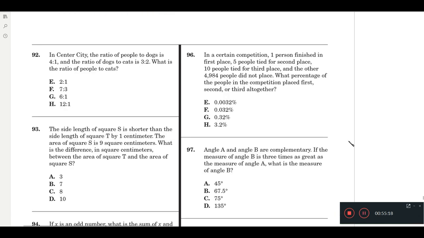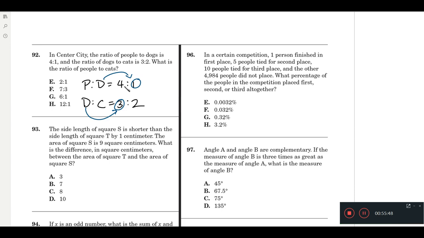Good. 92 says, in the center city, the ratio of people to dogs is 4 to 1, and the ratio of dogs to cats is 3 to 2. What is the ratio of people to cats? Well, this is something we talked about before. Here, dog is 1, and here, dog is 3. So it doesn't match. We have to make sure it matches.